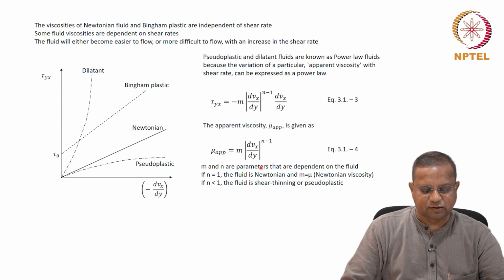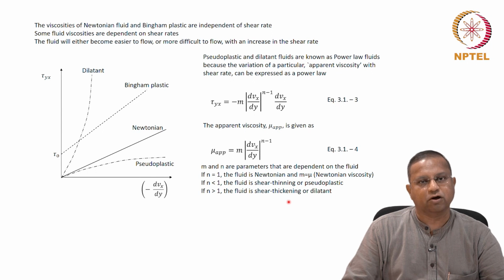If n is less than 1, this becomes negative. The exponent here becomes negative, and therefore the pseudoplastic fluid is shear thinning. If n is greater than 1, the exponent is greater than 1, and therefore the fluid is shear thickening or dilatant.